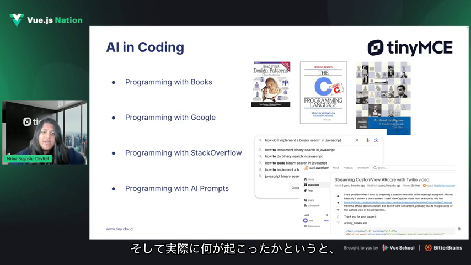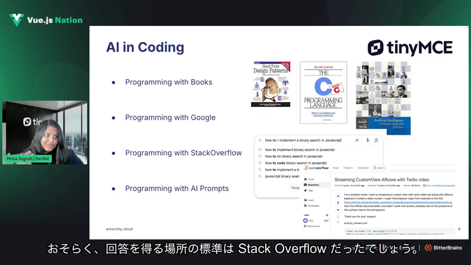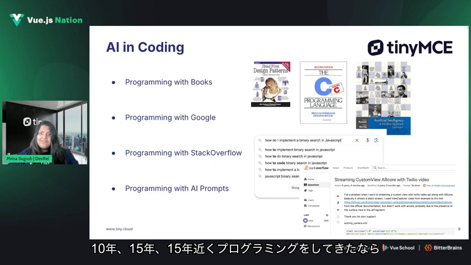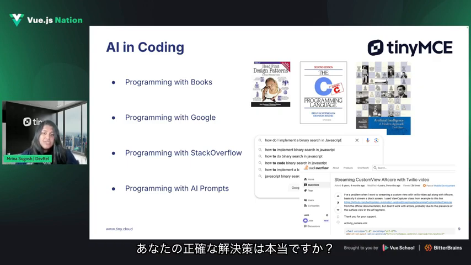And these were, don't get me wrong, really, really good solutions. And these were kind of the standard of the time when they were popular. Like 6 years ago, Stack Overflow was probably the standard of where you would get your answers. And if you've been programming for 10, 15, almost 15 years like I have, you would know that the challenges of finding your exact solution to your exact problem are real, right?